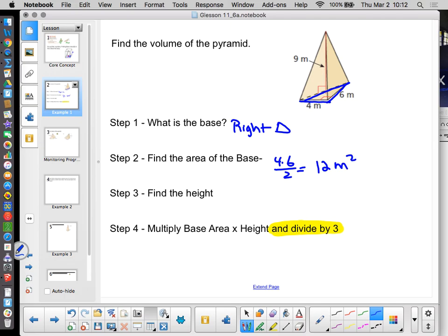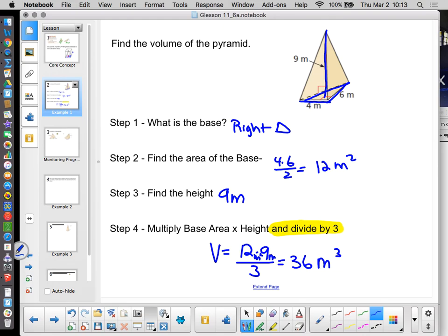Context, meters squared. The height is the distance from the base to the vertex at a right angle, and that's given as 9 meters. So my volume is simply 12 times 9, and then divided by 3. And we can do the divided by 3 first, or we can do it after the multiplication on the top. It's really up to you. Either way, we wind up with 36, and then give a context, meters cubed. So 12 meters squared times 9 meters divided by 3 is 36 meters cubed. That's how we find the volume of a pyramid.